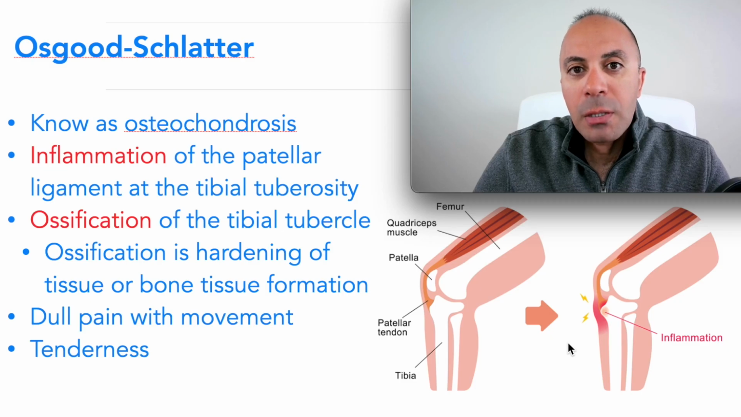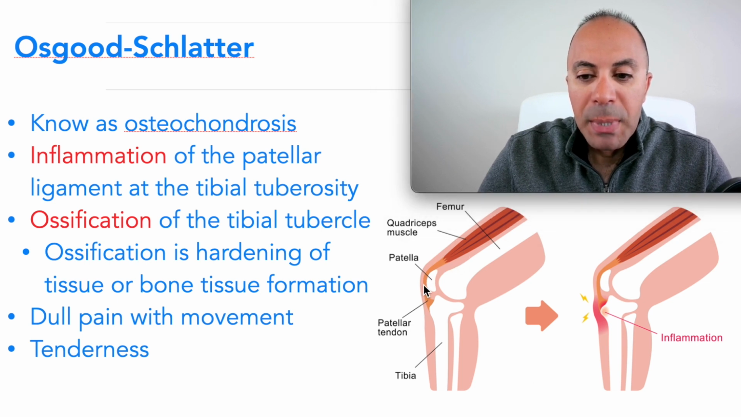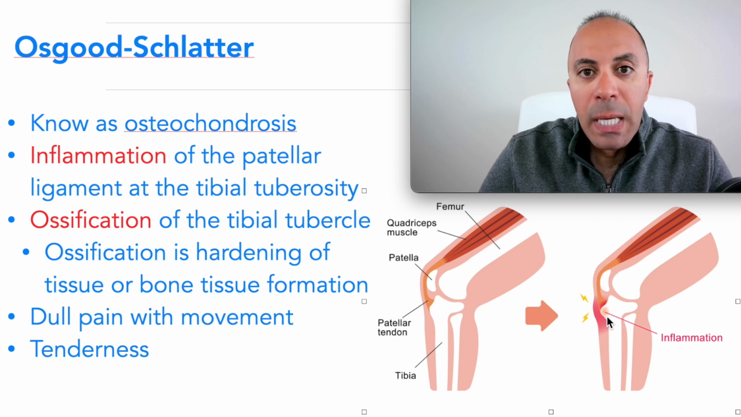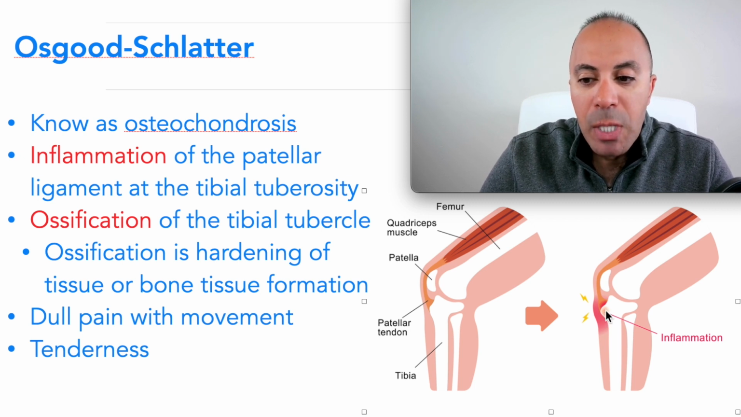What is Osgood Schlatter's disease? It's actually inflammation in the patella tendon, and you can see it here in this image. The patella tendon attaches from the patella, which is the kneecap here, and goes down to the tibial tuberosity right in here. It's basically inflammation of that tendon plus ossification, which means overgrowth of bone or scarring of the bone, fibrosis in the bone. And you can see it in this image.